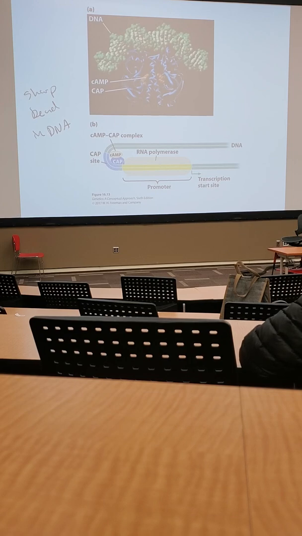Does this picture look like anything else we've seen before? Think back a couple lectures. It looks like a transfer RNA. Where else did we see sharp bends in DNA?